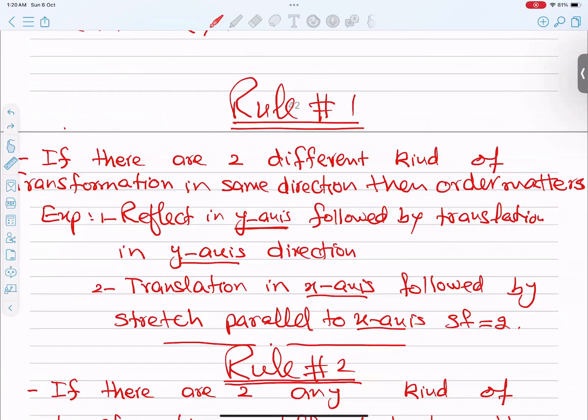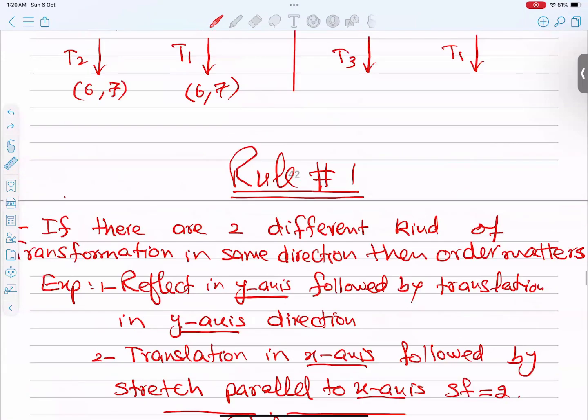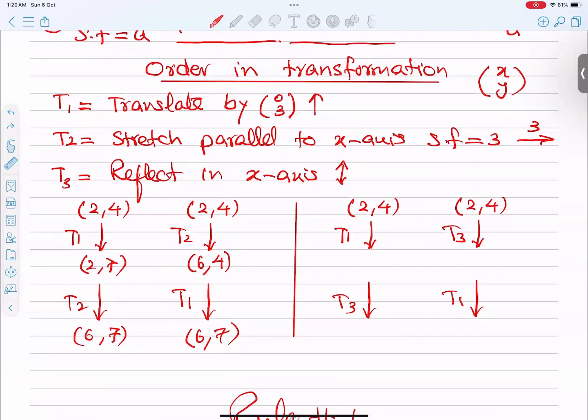But now another criterion, if two different kinds of transformations are in the same direction, then order matters. For example, reflect in the y-axis followed by a translation also in the y-axis, so both are going in the same direction, so then order matters. We have to be careful. Okay, and a translation along the x-axis followed by a stretch parallel to the x-axis. Again, they are in the same direction, so order matters. So this is a criterion. We can see here, let's apply now. We can apply these two because they are in the same direction. So look, this is the y-axis, also the y-axis. So let's try to do it.